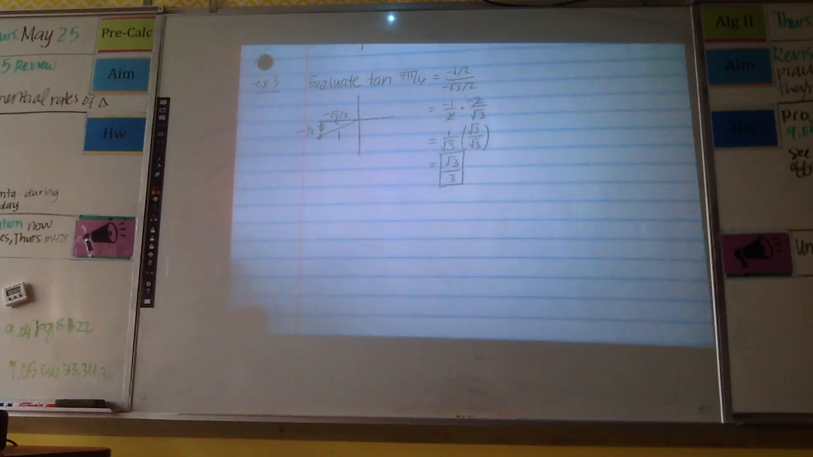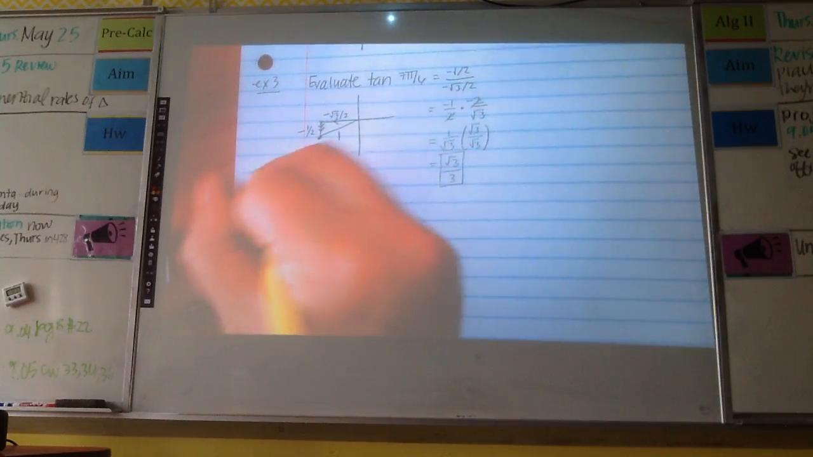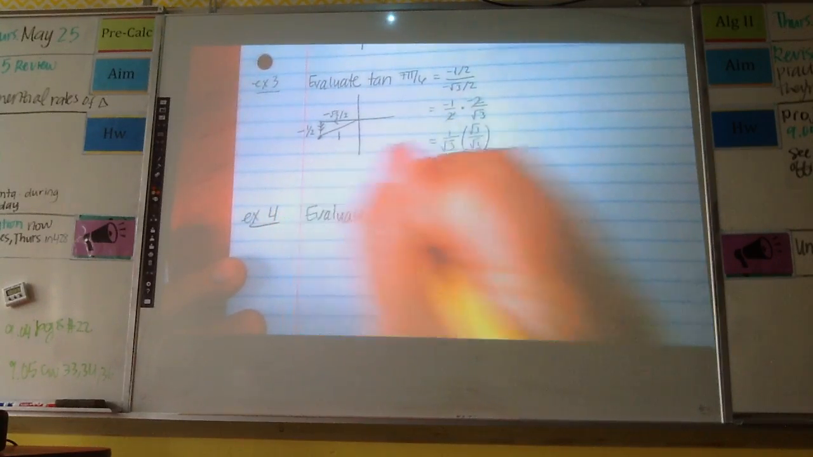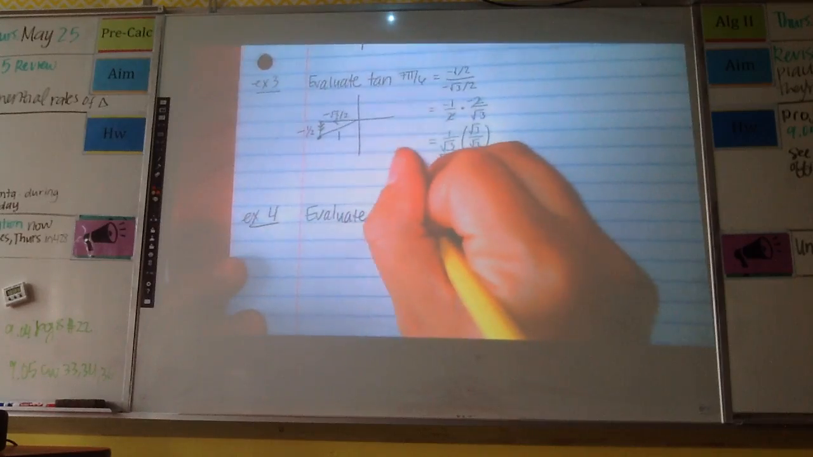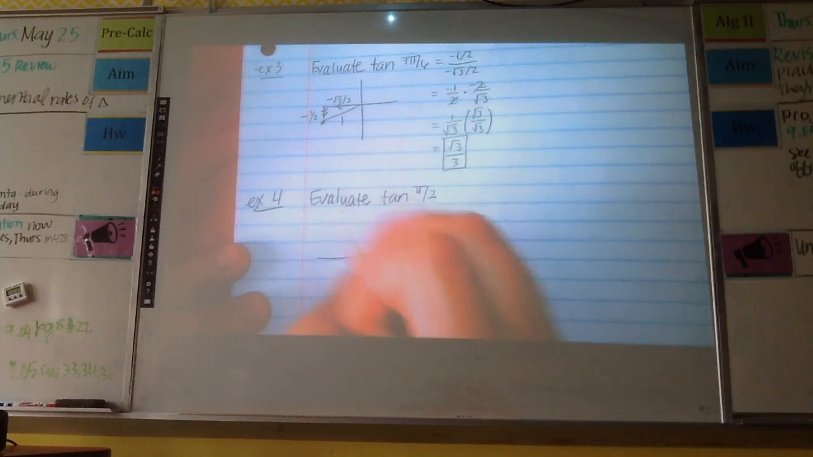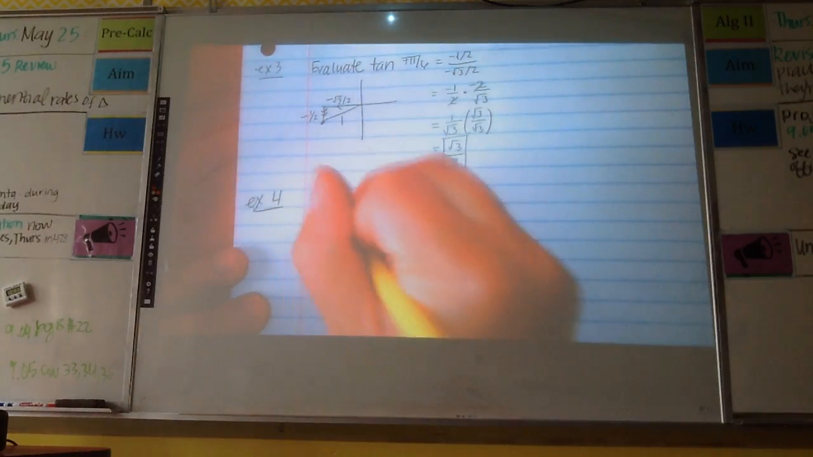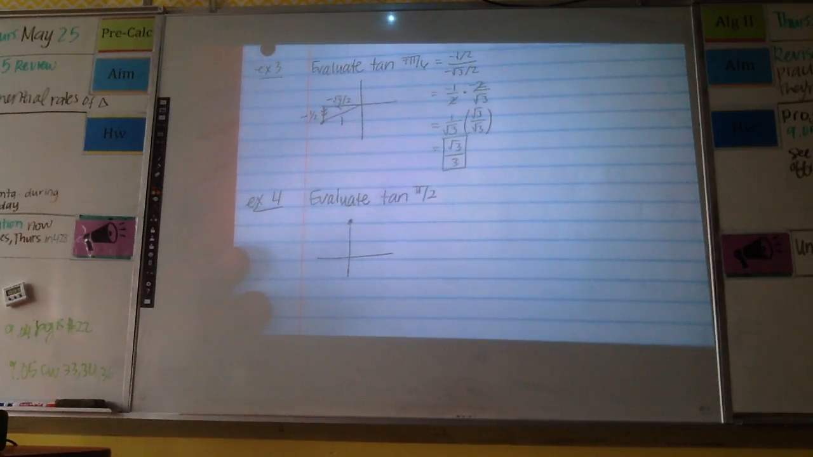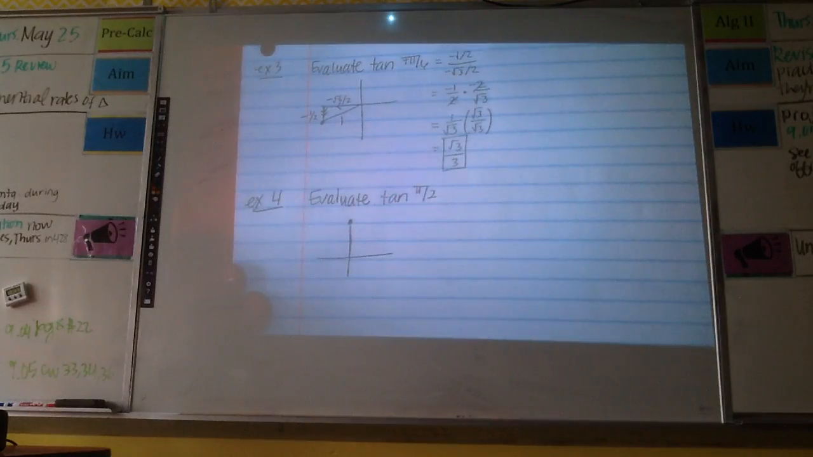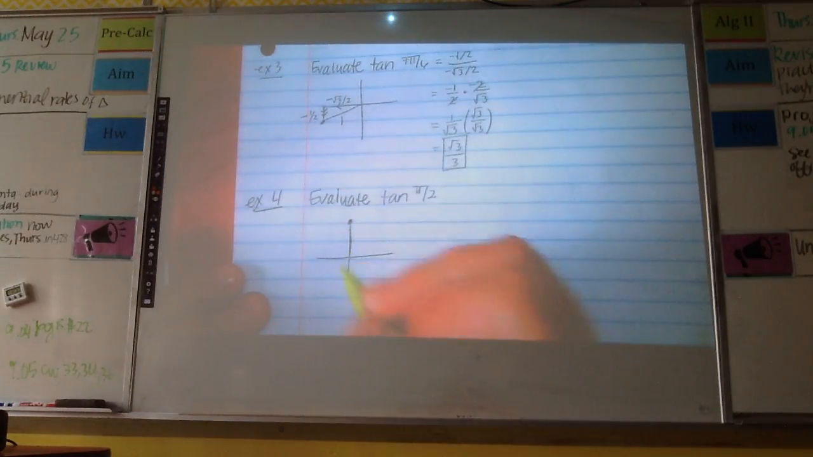Okay, just two more. Let's look at evaluating the tangent of pi over 2. Okay, pi over 2 is halfway to pi. Oh, so that will land us here. You can't draw a reference triangle for pi over 2 because you'd want to draw a vertical line down to the x-axis. Well, that's exactly on the angle itself.